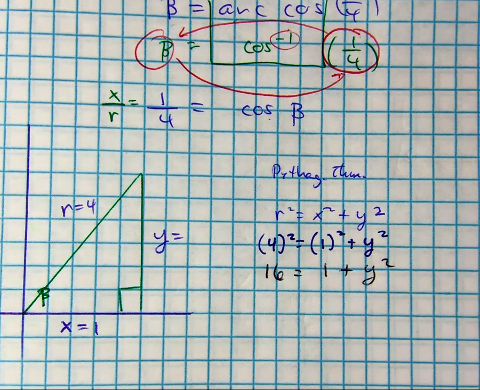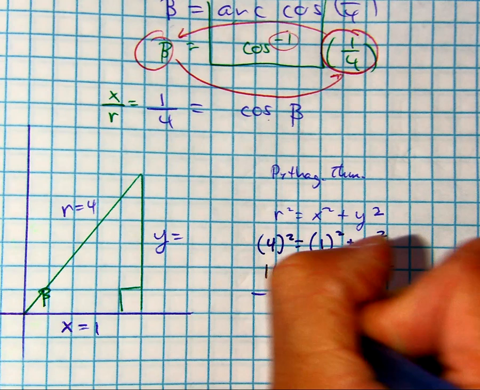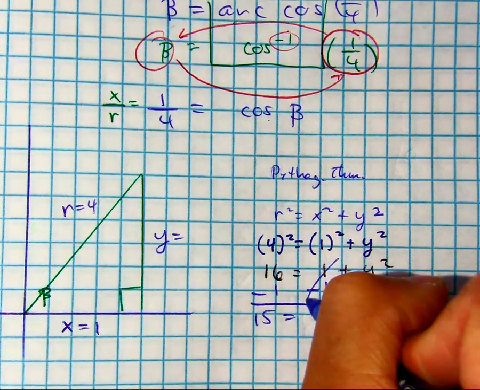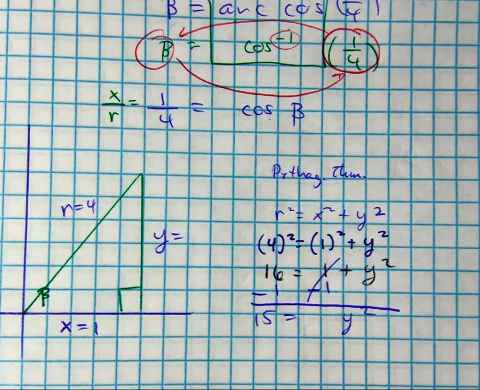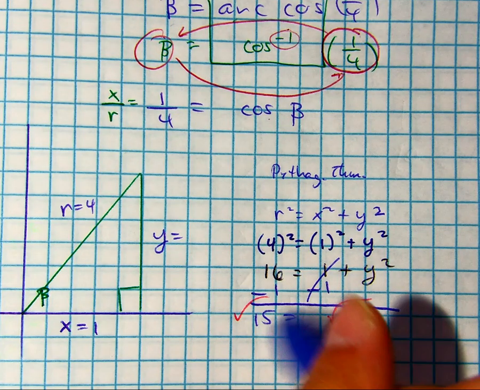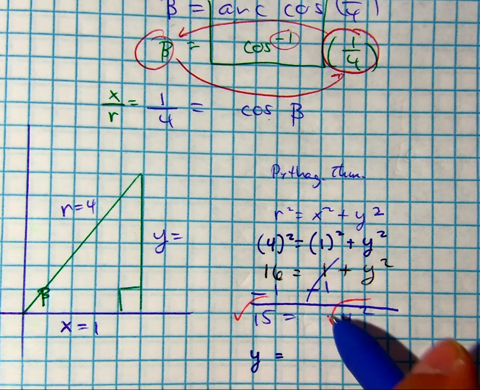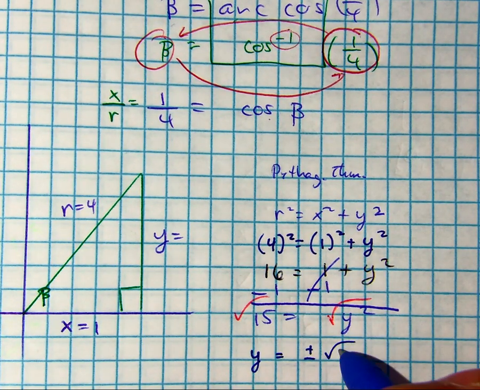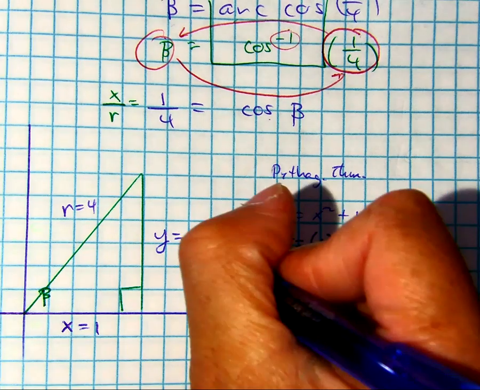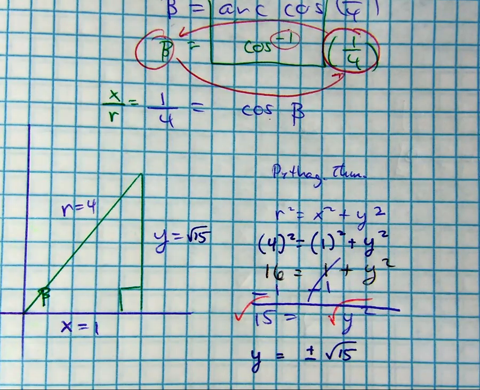To solve for y, you're going to have to subtract the 1. What am I left with? 15 equals y squared. Take the radical. Pay attention. y is equal to radical 15. Oh, plus or minus radical 15. But we're in quadrant 1, so y has to be positive.